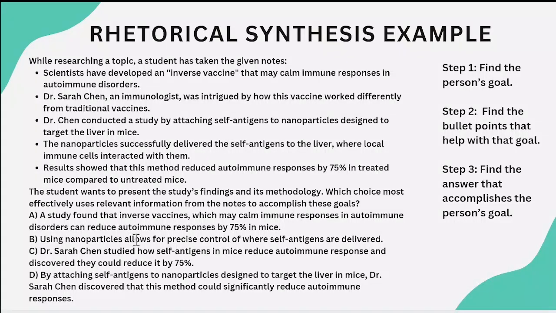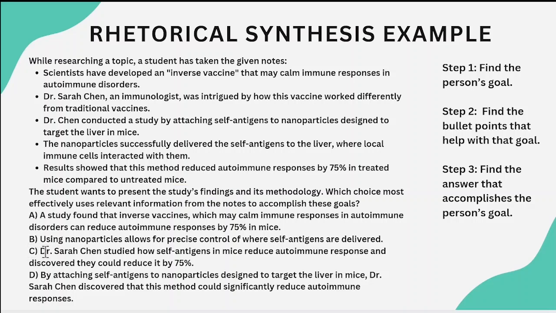B, using nanoparticles allows for precise control of where self-antigens are delivered. So once again, using nanoparticles allows for precise control of where self-antigens are delivered. This speaks partially to the methodology, how it was done, not even that much, but it for sure doesn't talk about the study's findings, so we can eliminate B too.